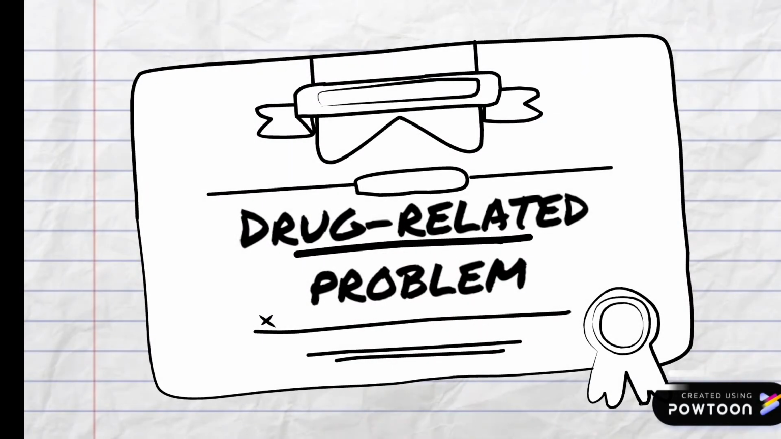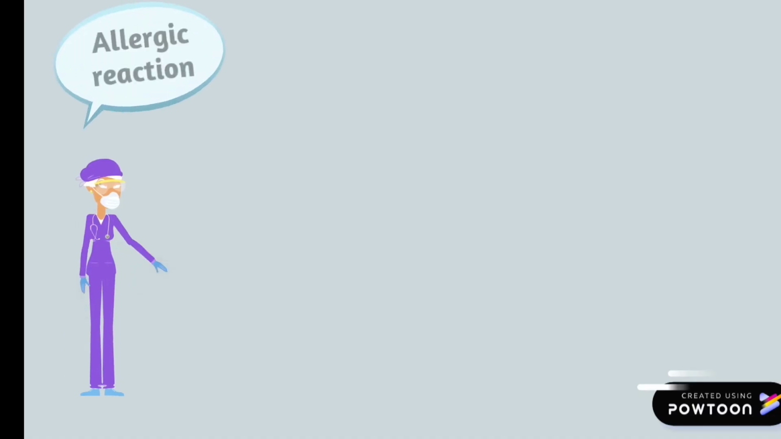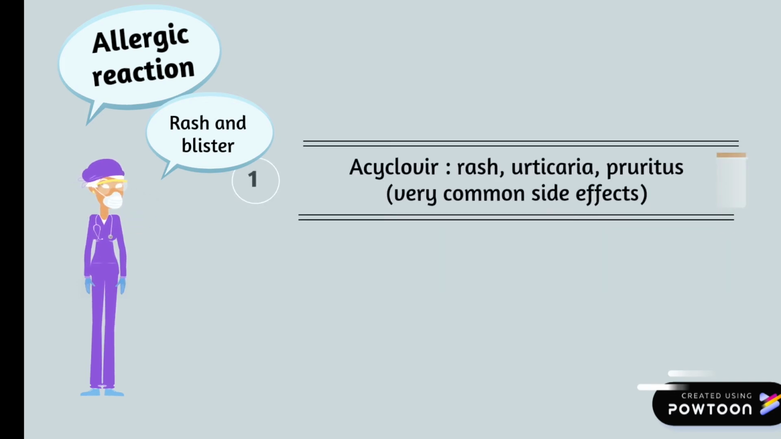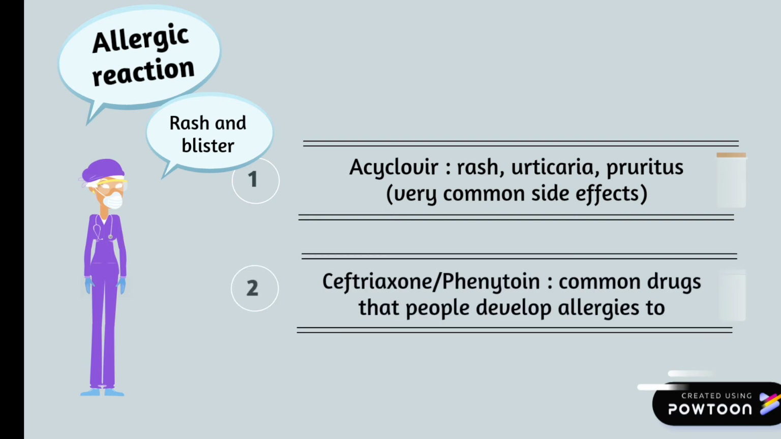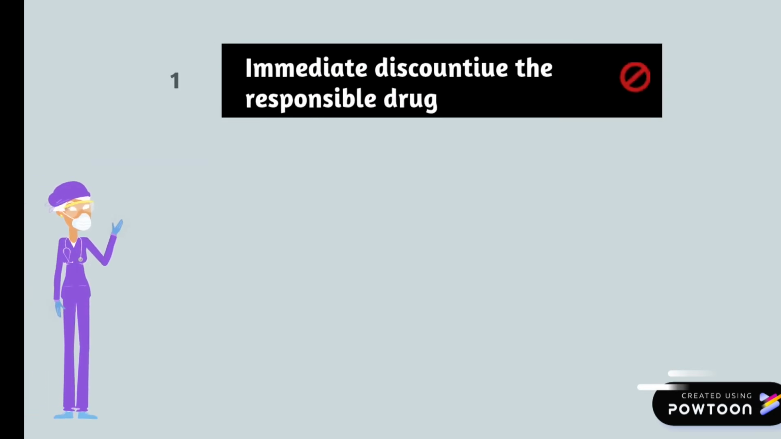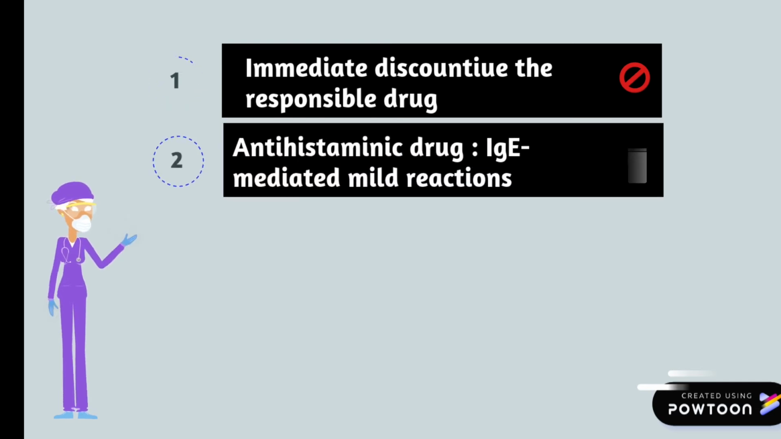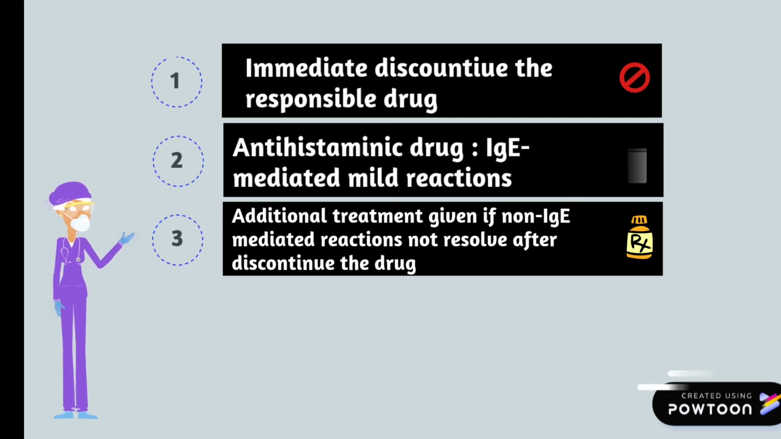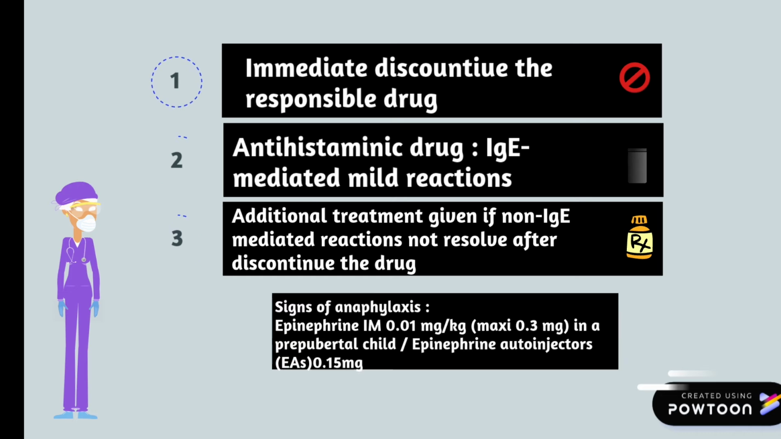Let us start with the first drug-related problem. Allergic reactions such as the rash and the blister experienced by the patient may be due to medications such as acyclovir, ceftriaxone, or phenytoin. For the management, first we can immediately discontinue the responsible drug. Then for the IgE-mediated mild reaction, we can give an antihistaminic drug. Then additional treatment can be given if the non-IgE-mediated reaction does not resolve after discontinuing the drug.